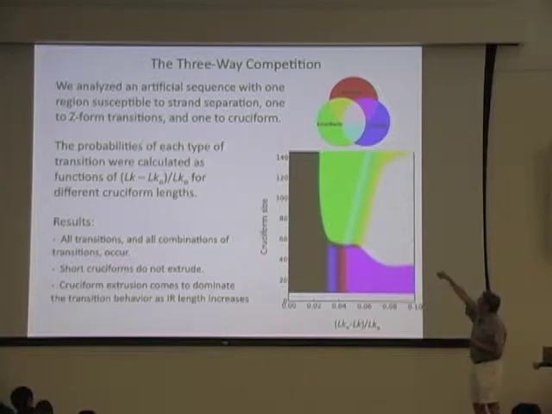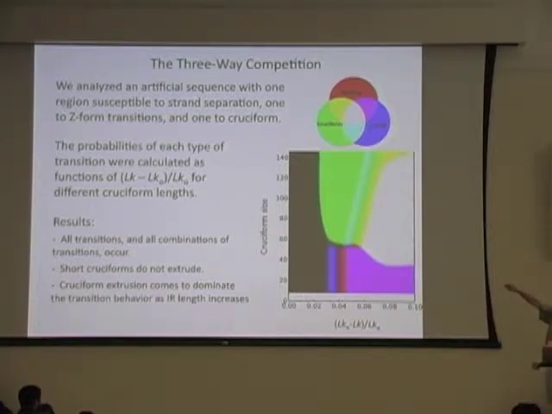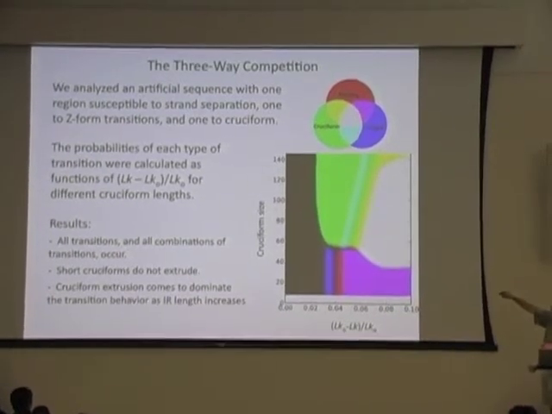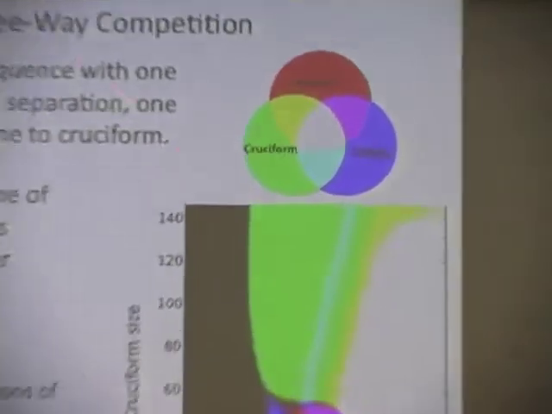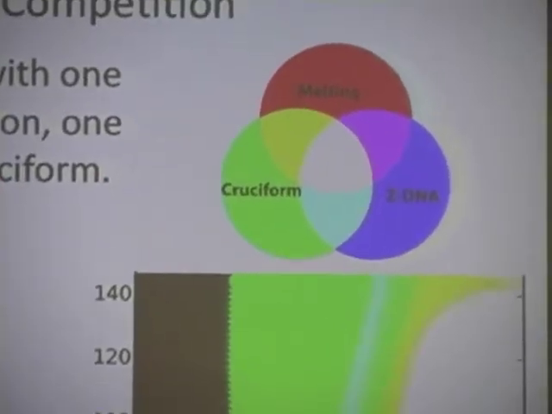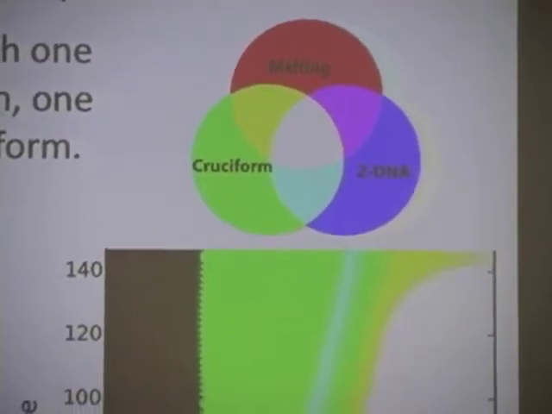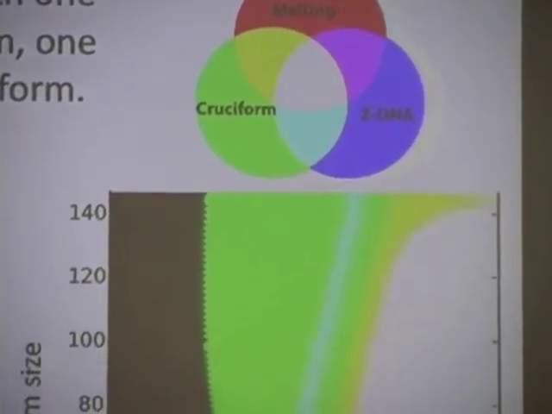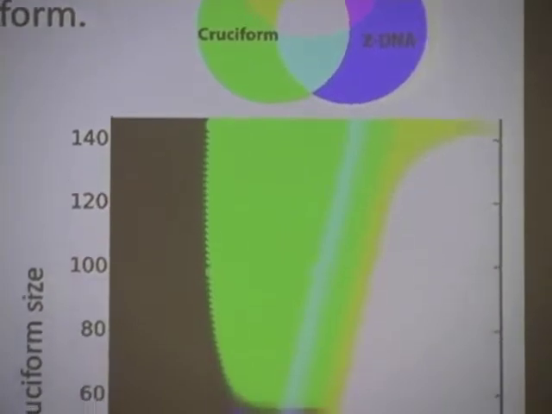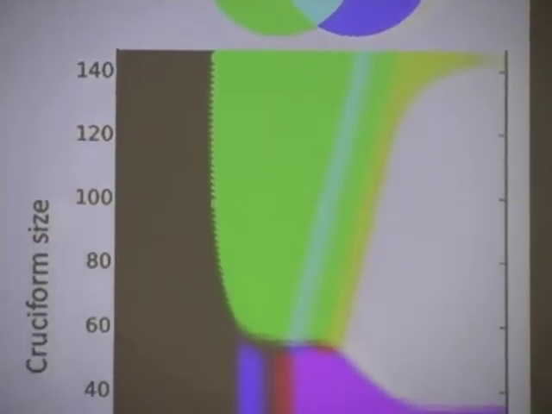So this is a sample calculation we did. I thought I'd show it to you because it was on the poster for this talk. This is an artificial sequence that has one region that's susceptible to strand opening, one very AT-rich region, one region that's susceptible to Z-form transition, and one region that's susceptible to cruciform. And then this is the linking difference. This is the actual linking number. And the actual linking number is here. The relaxed linking number is there.